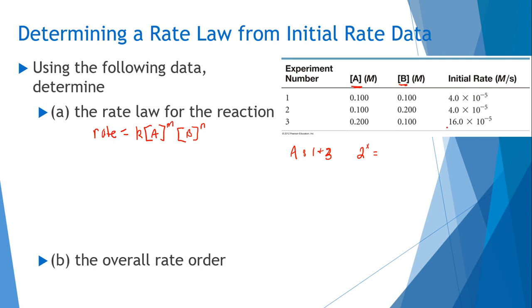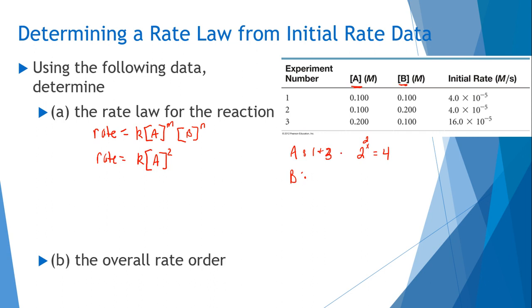Here, we're going to notice from 1 to 3, my rate, if I take 16 times 10 to the negative fifth, divided by 4.0 times 10 to the negative fifth, you're going to notice that it actually quadrupled. So if I double the concentration, I quadruple the rate. So 2 to what power gives me 4? And you're going to notice that 2 to the second power gets me 4. This tells me that for my rate law, my concentration of A is a 2.